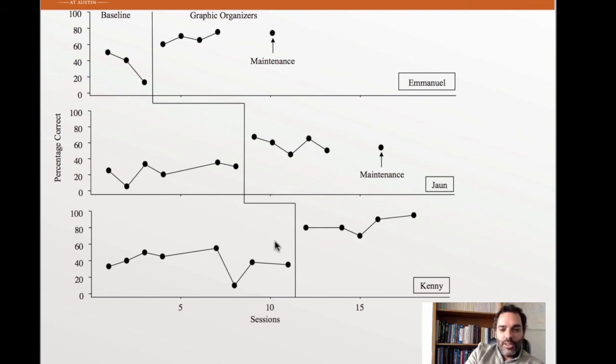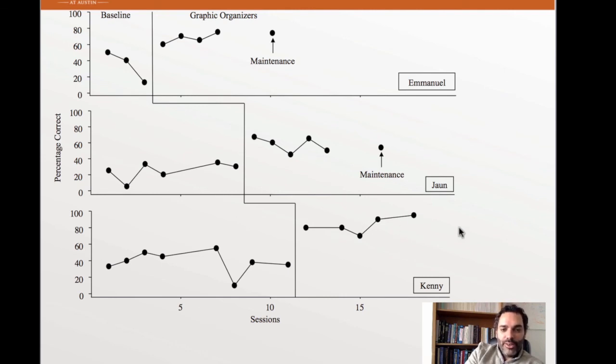And we look at Kenny's data, we see an immediate effect of the intervention as the data increase in level up into the 65 to 90% range. We see relative stability within phase, and we see a relatively level slope.